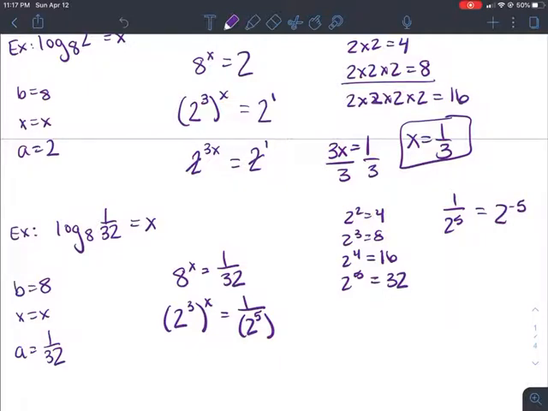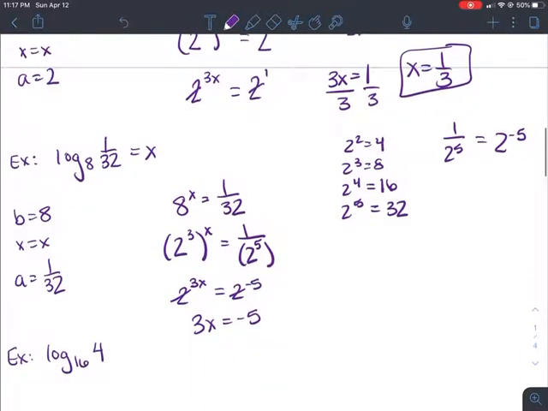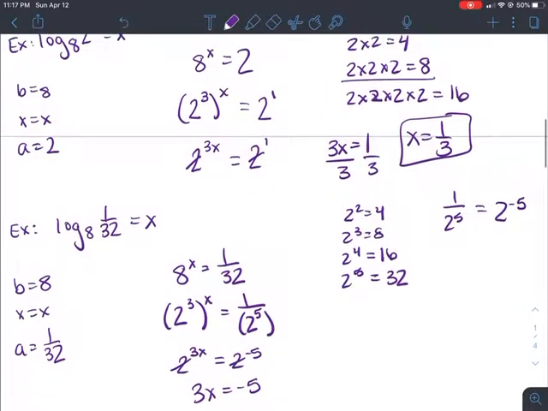So I'm going to say 2 to the power of 3x equals 2 to the negative 5. I cancel these out, get 3x equals negative 5. Okay, and I'm going to move over to here since I don't have enough room. I do 3x equals negative 5. Divide by 3 on both sides. And my answer is x equals negative 5 thirds.